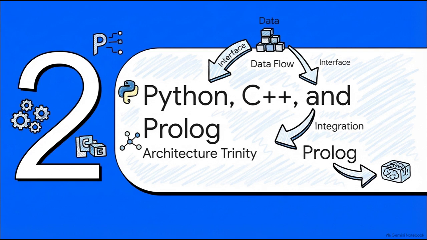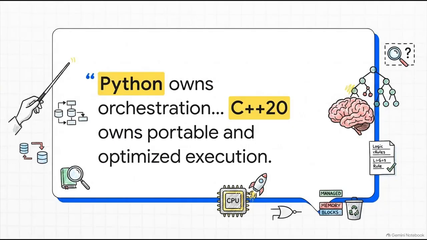Let's look at how this strict separation is actually enforced. So the source material draws some really strict lines in the sand to avoid that usual spaghetti code you see in machine learning frameworks. It spells it out perfectly. Python owns orchestration, reference semantics, and data integration. C++20 owns portable and optimized execution. And GNU Prolog is an offline, bounded search participant. Basically, every language is used exclusively for what it does best.